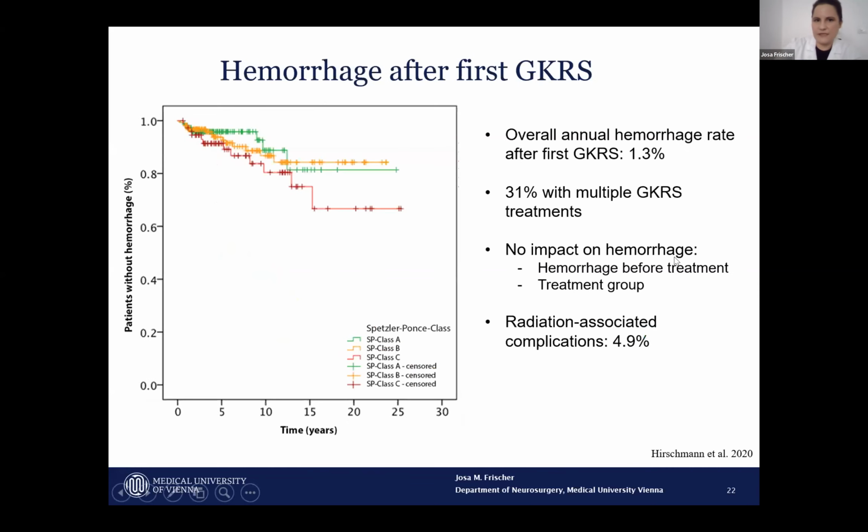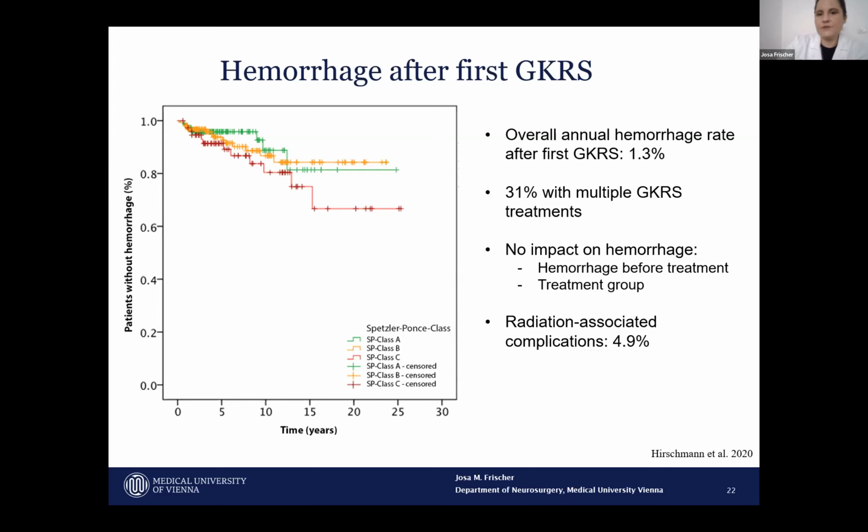We obviously also evaluated the annual hemorrhage rate after gamma knife. What I really want to mention is that this is after the first radiosurgical treatment. So the patient comes in, gets radiosurgical treatment, and then in the waiting time until time to obliteration, or even in the time between the second planned stage gamma knife treatment, this is the hemorrhage rate of 1.3%.